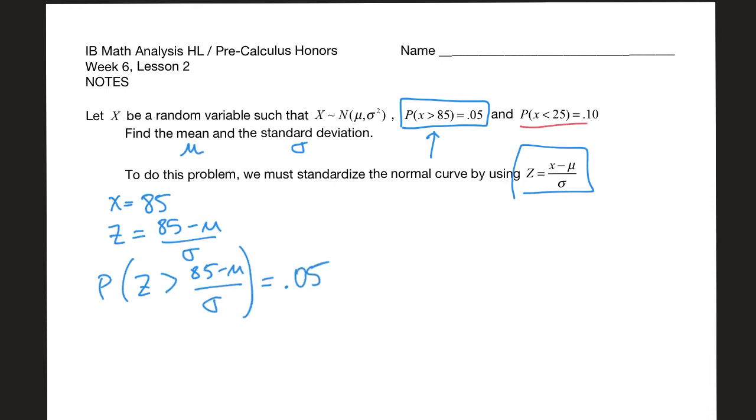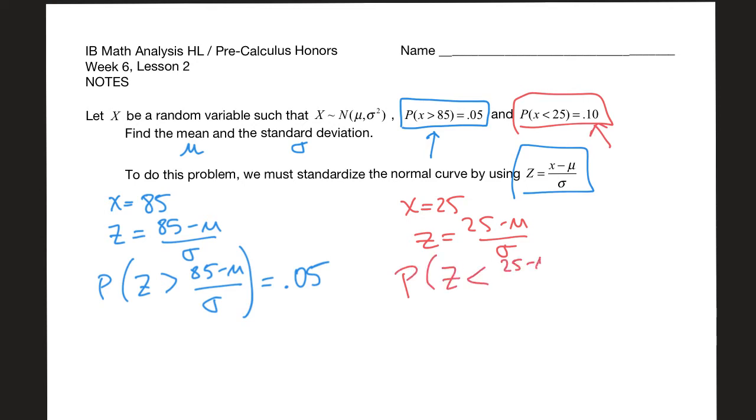Okay, now I'm going to do the same thing over here. I'm just going to do it in red so you can see some different color and keep them separate. So in this case, my x value is 25. And when I standardize it, 25 minus mu over sigma, I end up with, again, rewriting this box in terms of z, z is less than 25 minus mu over sigma, and it equals 0.10.